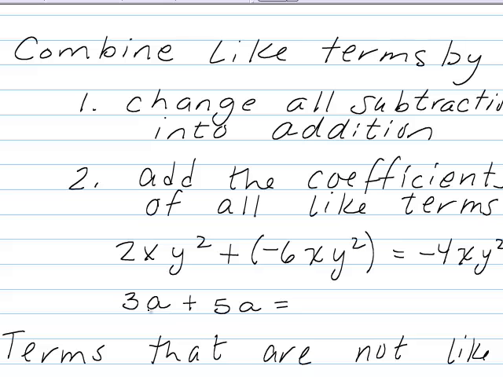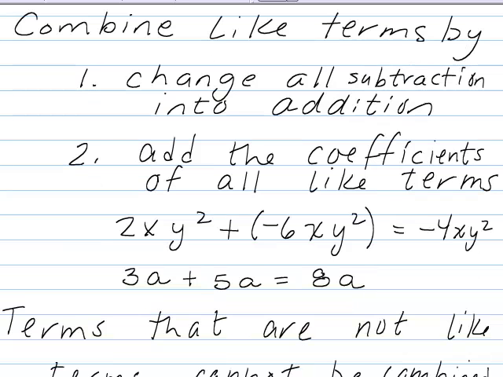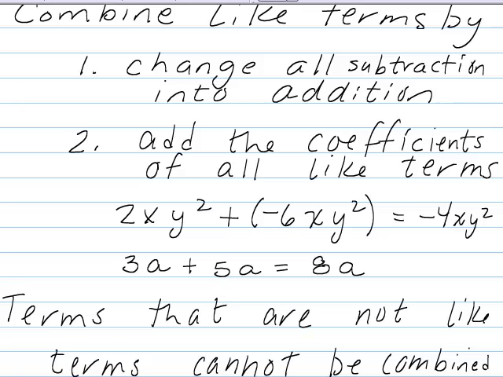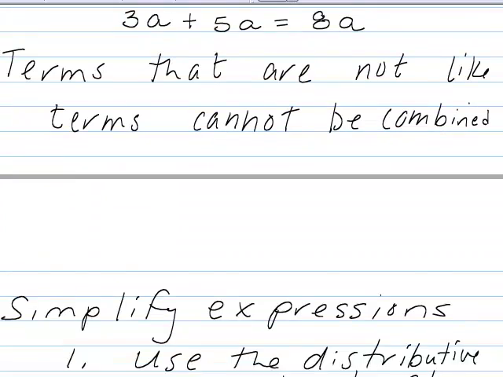Or another example could be 3a plus 5a. Our variable part is exactly the same. So this is like 3 apples, and to that I'm adding 5 apples. Well, of course I can add apples and apples. If I have 3 apples and 5 apples, I have 8 apples, 8 times whatever that variable a is. Terms that are not like terms cannot be combined. We just have to leave them as they are.